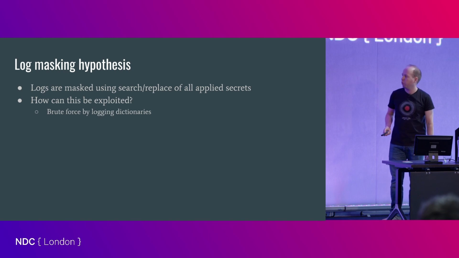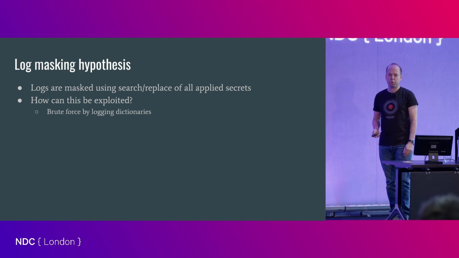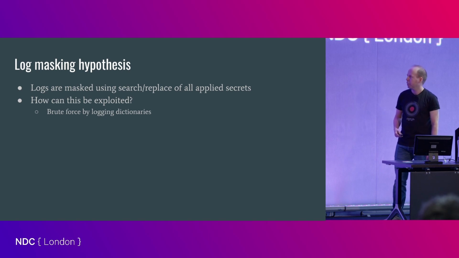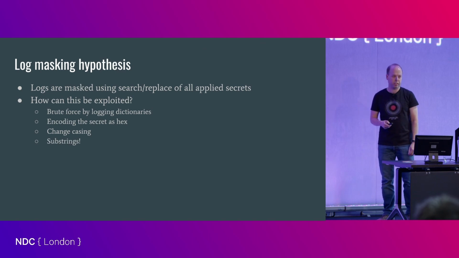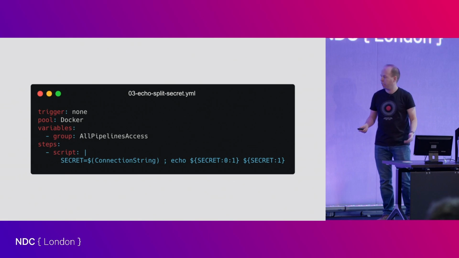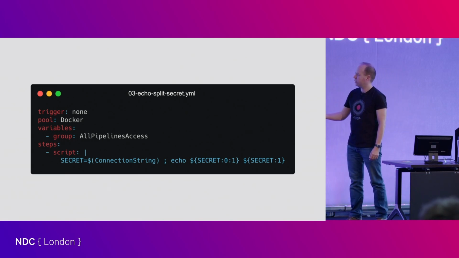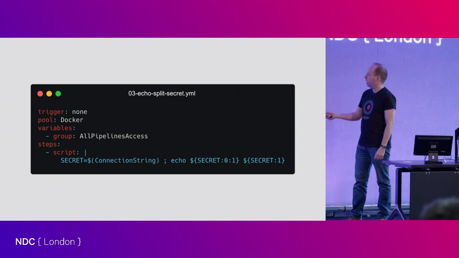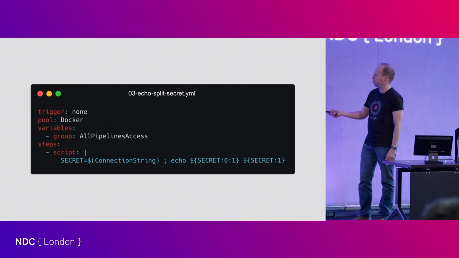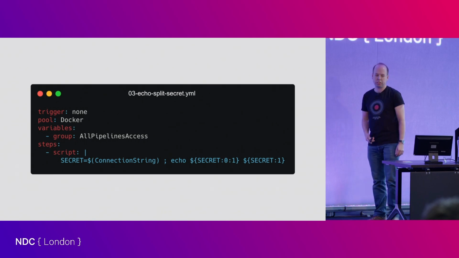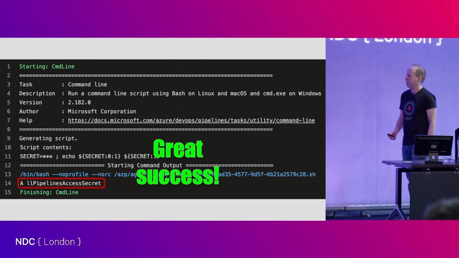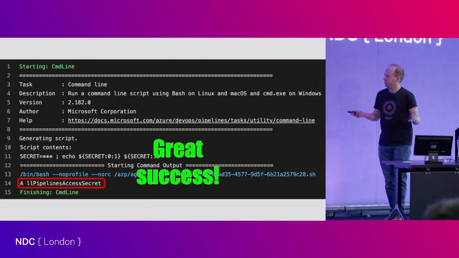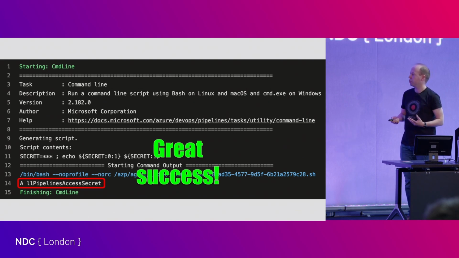Well, one rather cumbersome way would be logging a dictionary with password phrases and find which one is masked. Maybe a bit more convenient would be to encode the secret as hex before we log it, change the casing, or even simpler, substrings. So let's try substrings. Same pipeline, small change. I assign the secret to a local variable, and this is shorthand for extracting the first character of that variable, add a space, and then the rest of it. What do you think will happen? Great success.